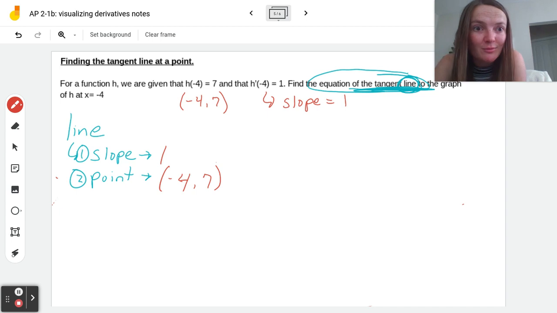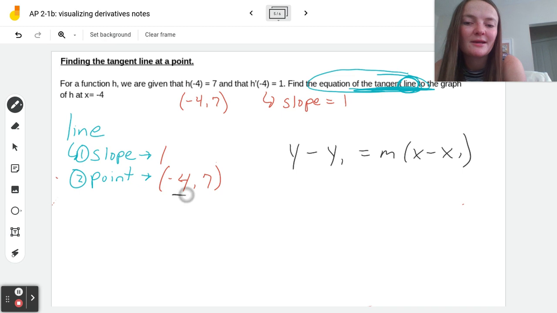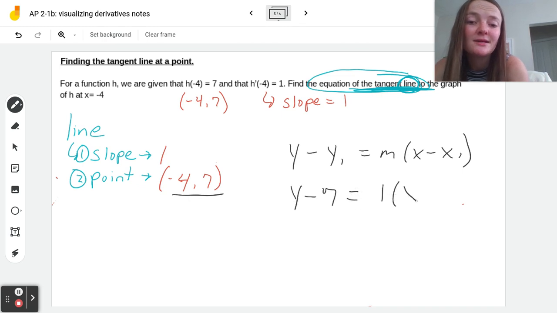This is the easiest problem ever, and yes, this does appear on the AP test, which is so crazy because it's so easy. If I'm going to write the equation of a line, I need a slope and a point. Not slope-intercept form, point-slope form. I love point-slope form. So here's point-slope form: y minus y sub 1 is equal to m times x minus x sub 1. So easy. All I need to do is plug in the point. y minus 7 is equal to the slope, which is m, times x minus -4, which is plus 4.